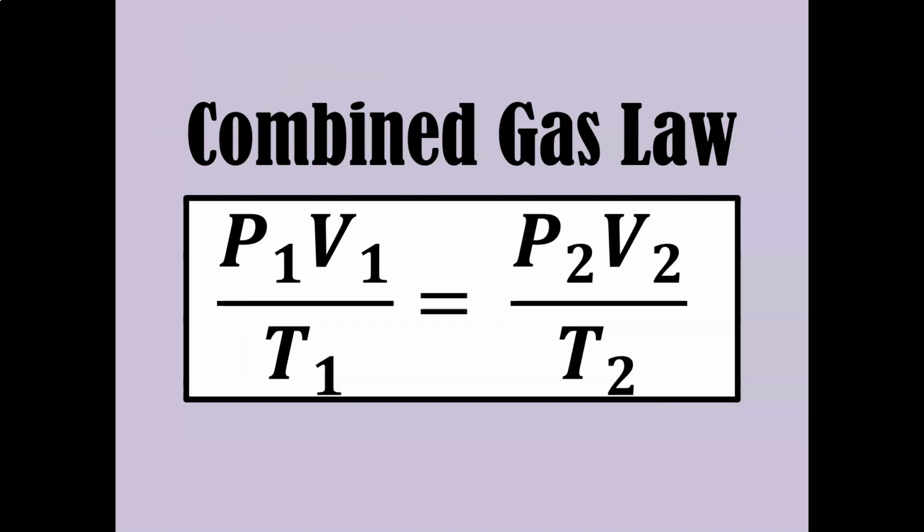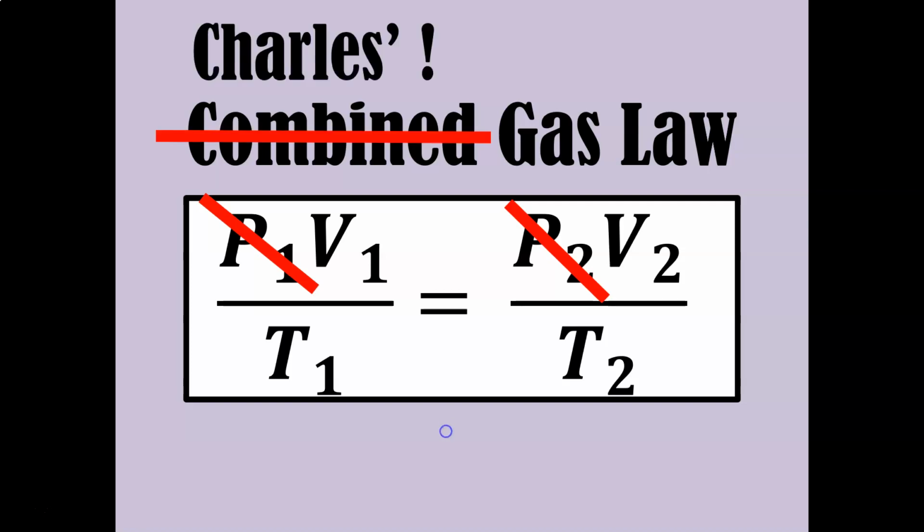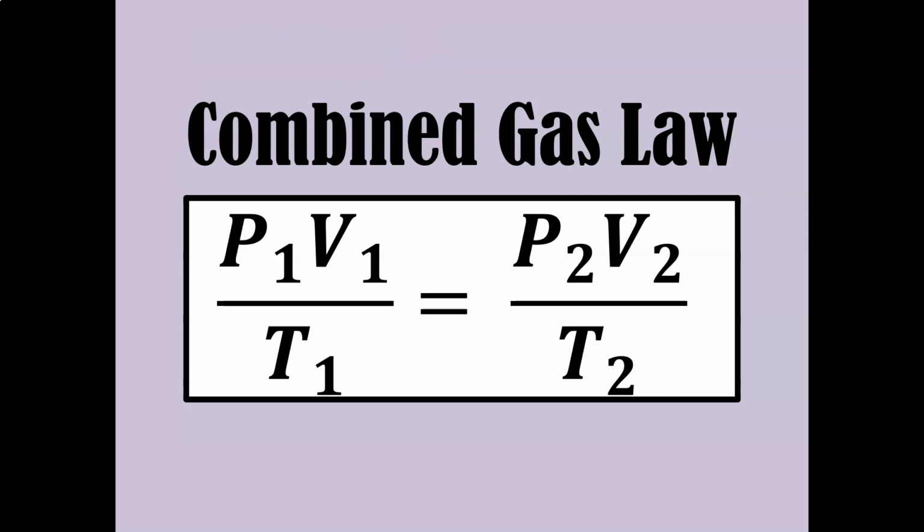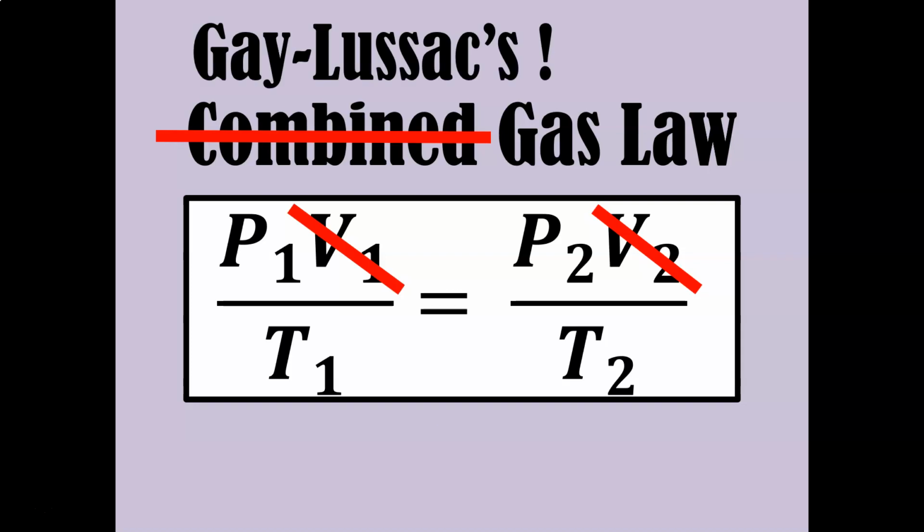Well, what if this time pressure doesn't change? Pressure stays the same. We don't care about pressure, we don't mention it, it's held constant. Get rid of it. Well, it's not the combined law anymore. If it's volume and temperature, it's Charles's law. What about if this time volume doesn't change? The container is going to stay the same size. Well, pressure over temperature, that's not the combined gas law, that's Gay-Lussac's law.